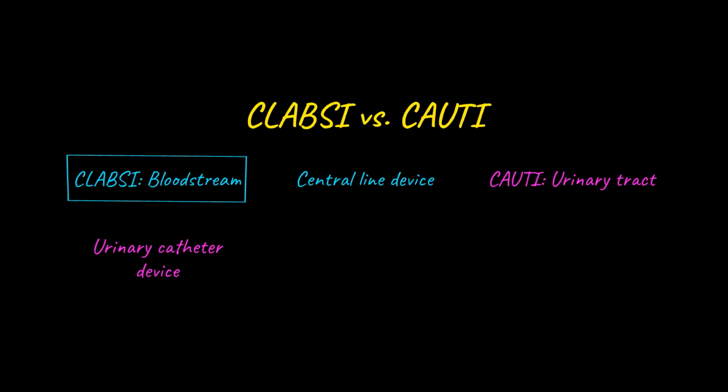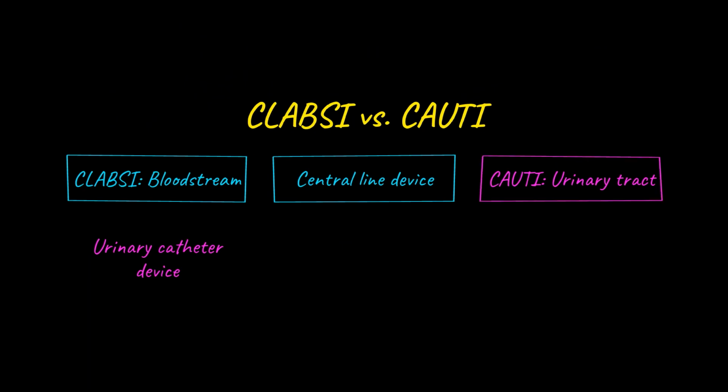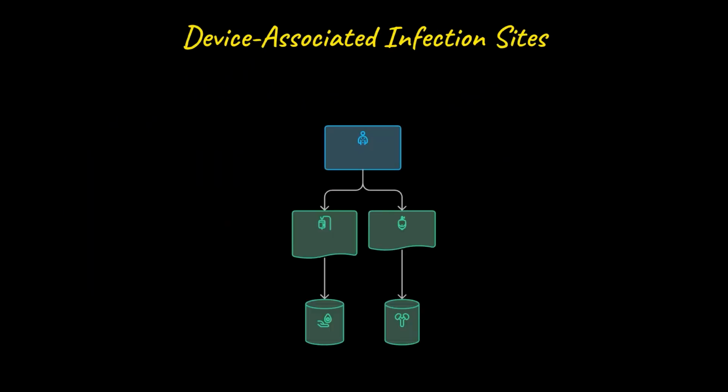CLABSI stands for Central Line Associated Bloodstream Infection, tracking infections in patients with central venous catheters. CAUTI stands for Catheter Associated Urinary Tract Infection, tracking infections in patients with indwelling urinary catheters. The device type determines which metric applies. Each infection is tied directly to a specific device.